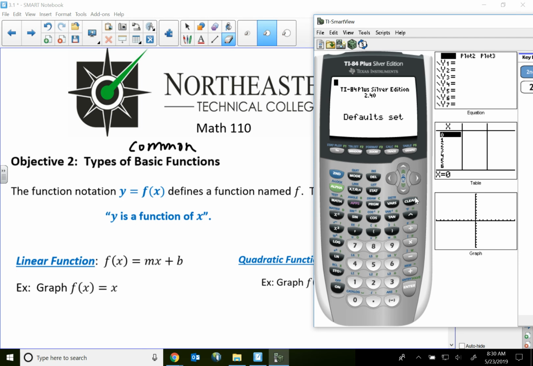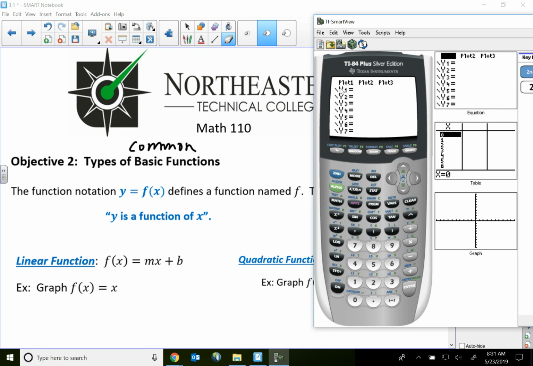All right, once you see this, you can press clear. Now, a couple of things I want you to check. I want you to go to y equal. Make sure there's nothing under anything that says y equal. This is where we will type in our function.